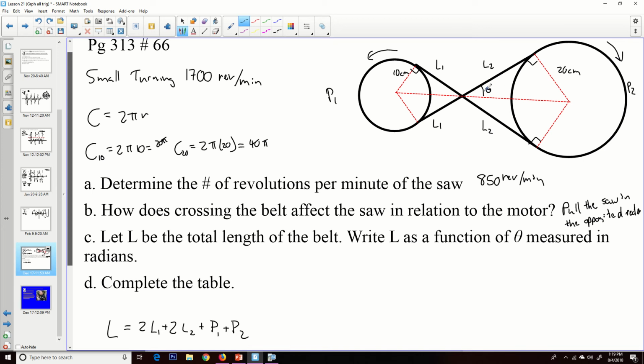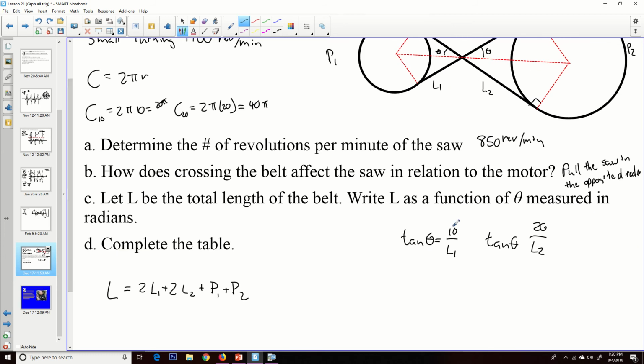If this is theta, then this side right here is an opposite side, and this side here is an adjacent side. Same from here. Vertical angles are also congruent, so I've got a theta also right there. So for L1, the tangent of theta will equal the opposite side, which is 10 over L1, and for L2, the tangent of the same theta will be 20 over L2.